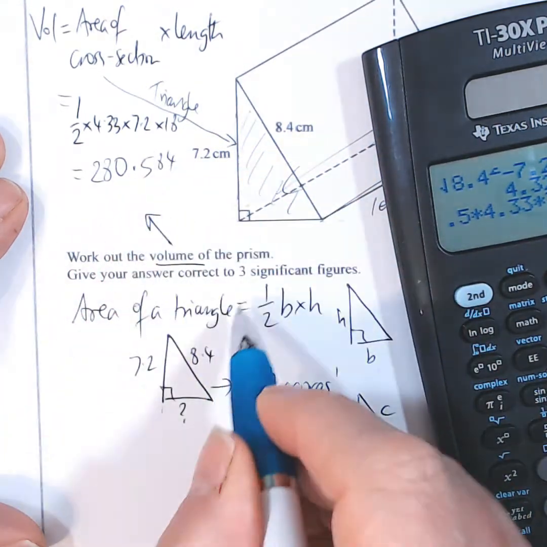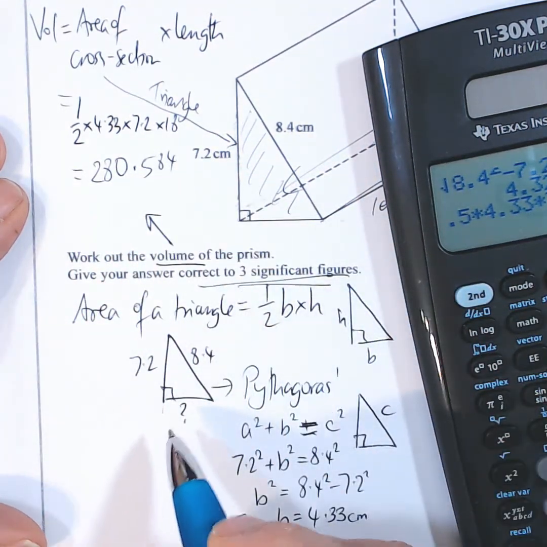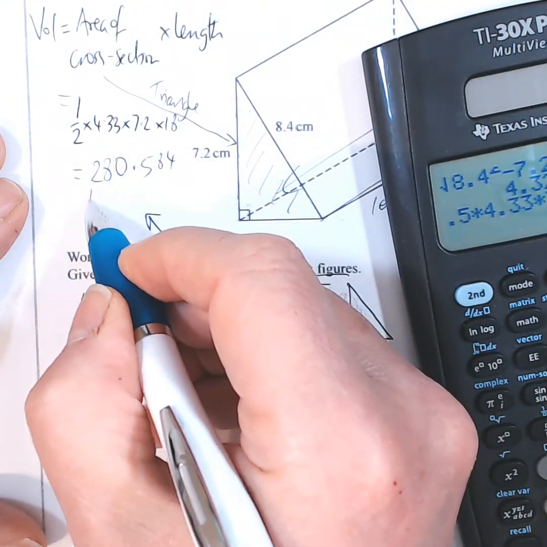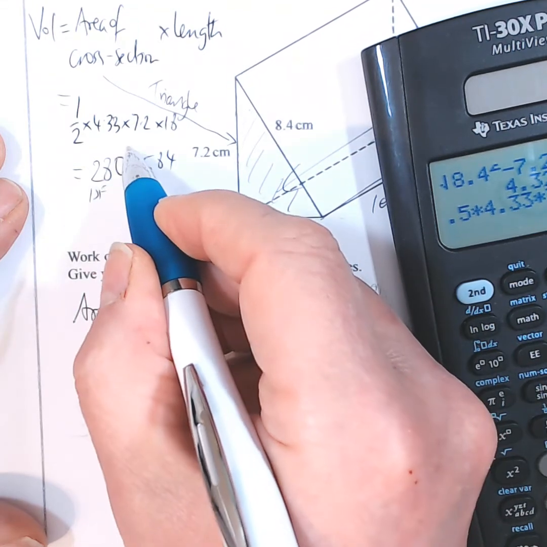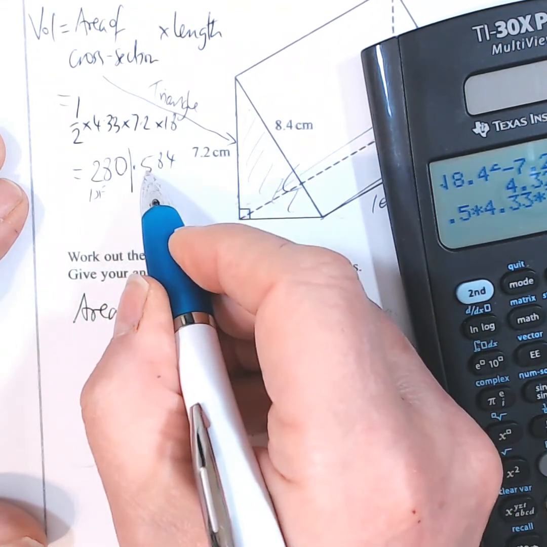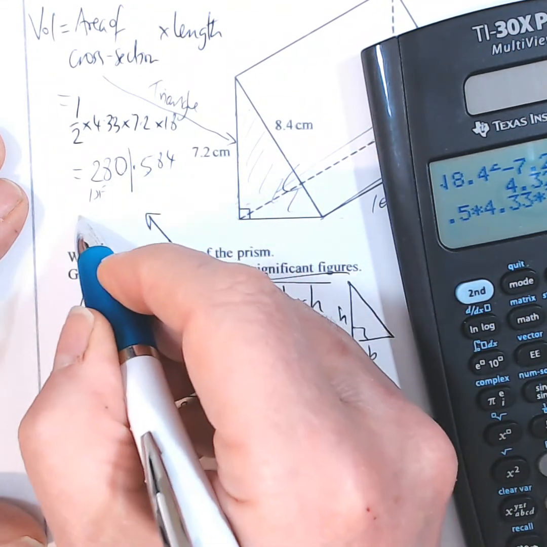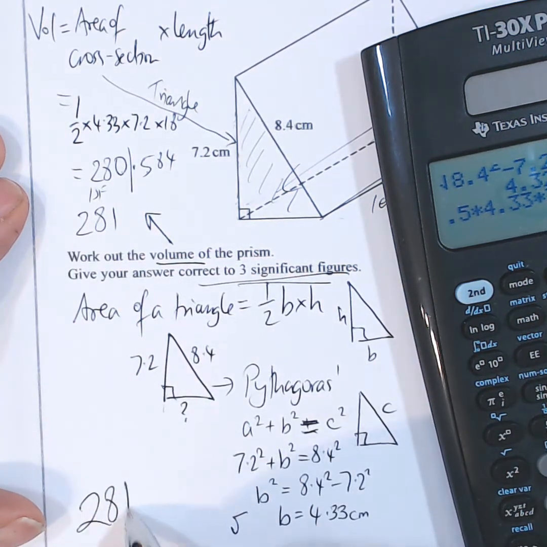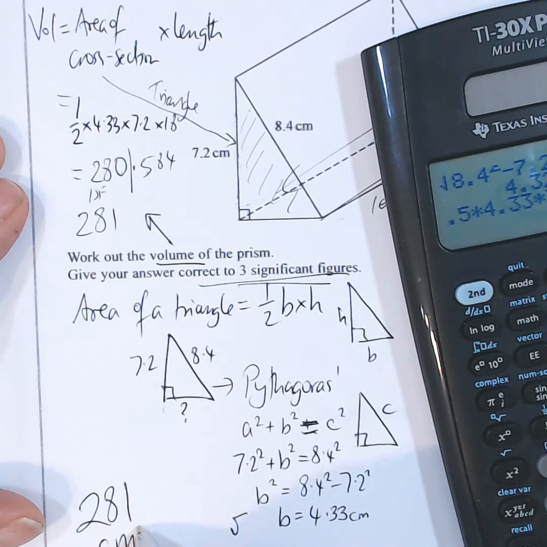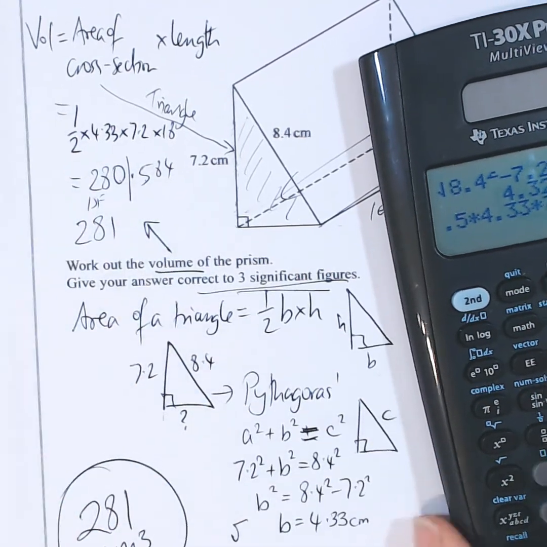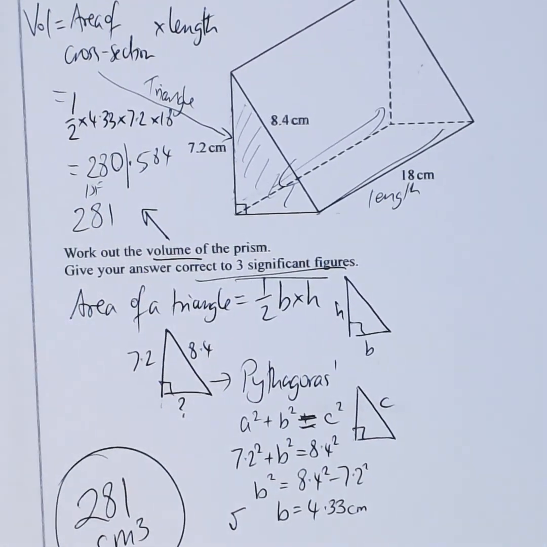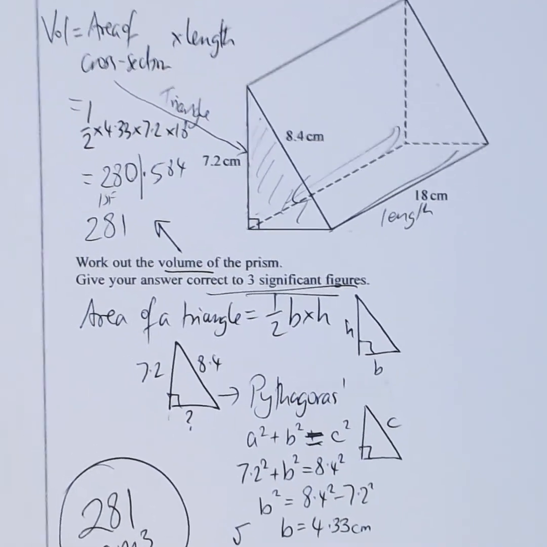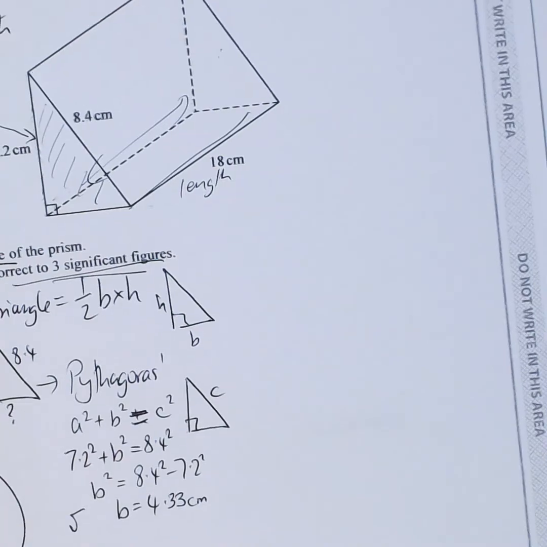280.584. We recognise the question wanted the answer to 3 significant figures. So that means we're going to find our first non-zero digit, so that's our first significant figure. We're going to cut the number there, that's halfway up, so I'll change that to a 1, so it's 281. So the answer to this question is 281 cubic centimetres. So that's how that question could have been done, by calculating the volume of that prism. And that was the last question of the paper, guys.